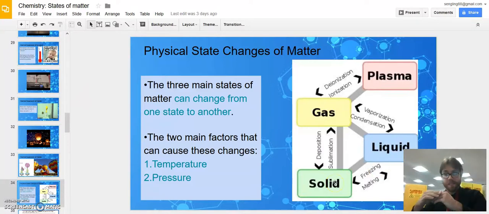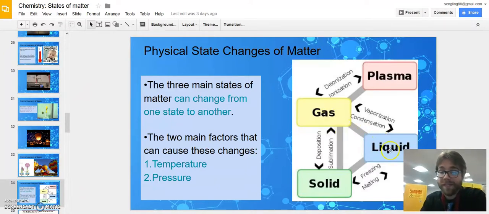If a solid becomes a gas, that's called sublimation. When a gas becomes a solid, that's called deposition. Deposition is when gas is floating around and comes together into a solid.